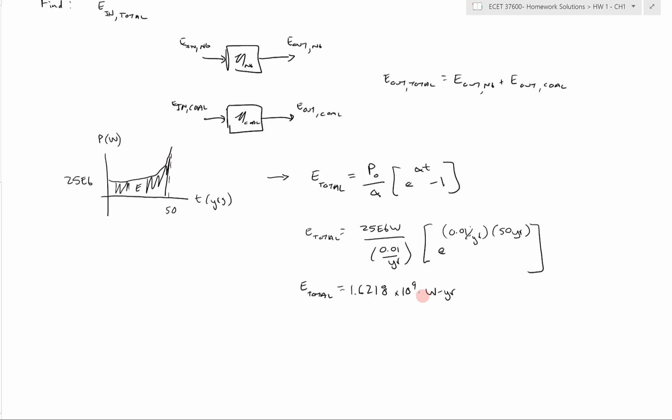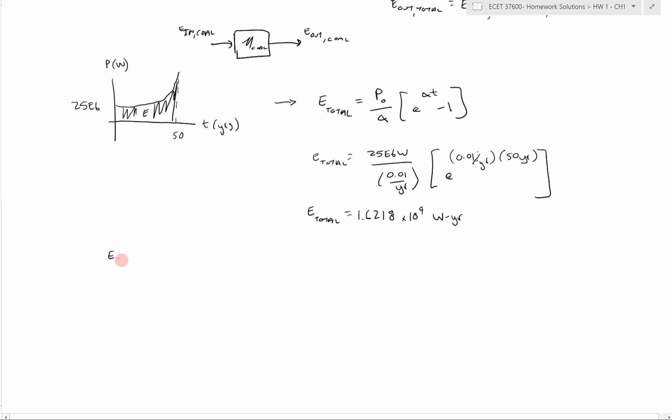Now part of that's going to come from natural gas, part of that's going to come from coal. We were given those fractions in the problem statement as 60% and 30%. So we can say the output energy from the natural gas plant is just 0.6 E total. So that's 0.6 times 1.6218 times 10 to the 9th watt years. And so that's going to give me 9.73082 times 10 to the 8th watt years.